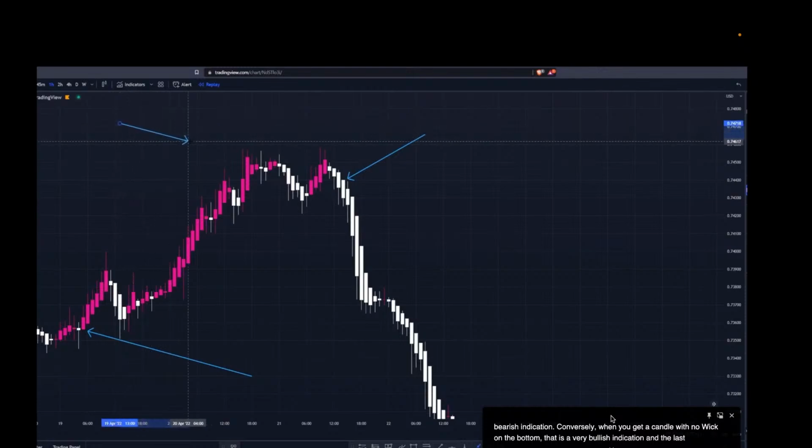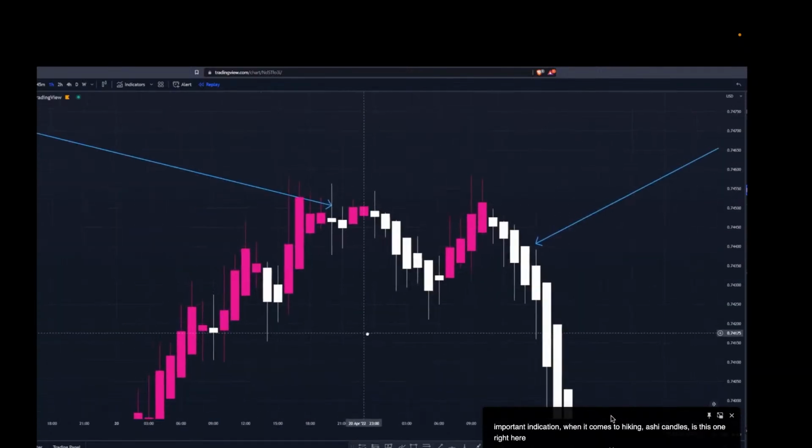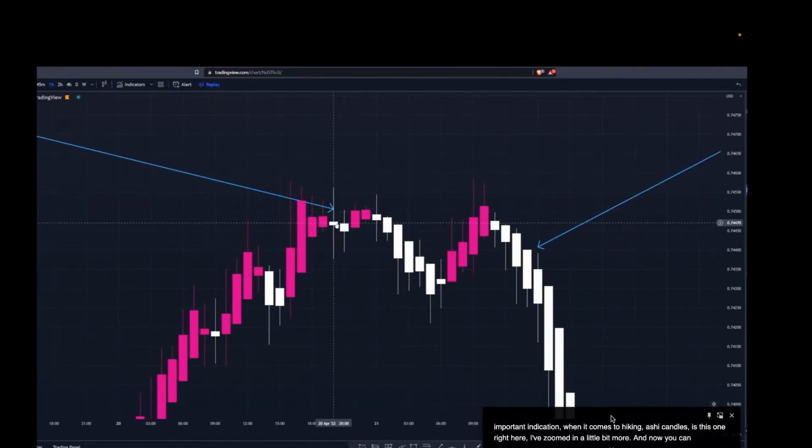And the last key important indication when it comes to Heikin Ashi candles is this one right here. I've zoomed in a little bit more, and now you can see a very small body with a long wick at the top and a long wick at the bottom.